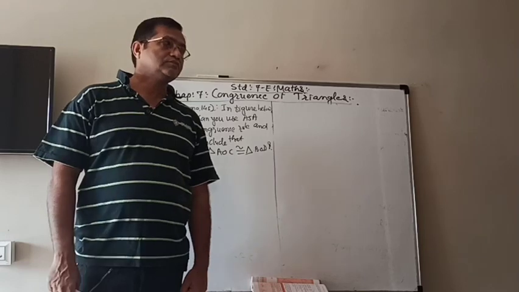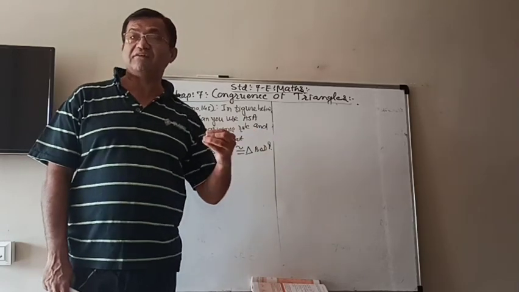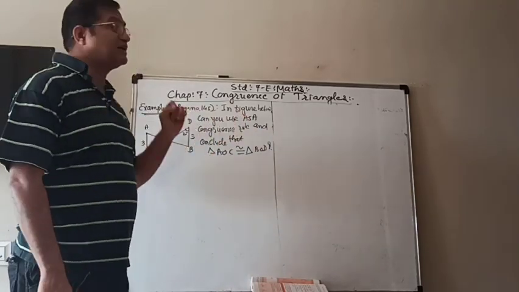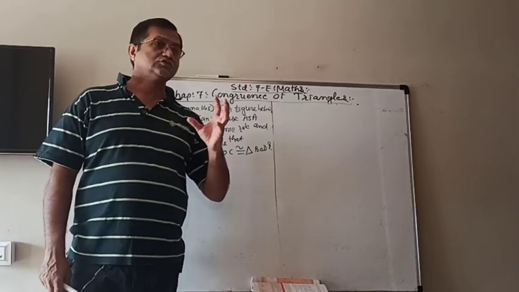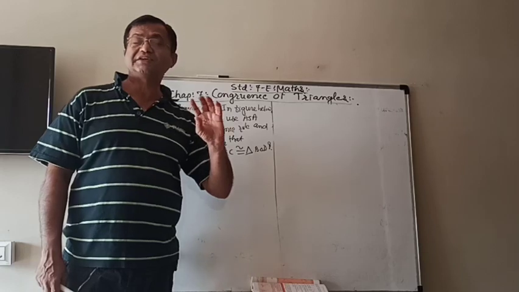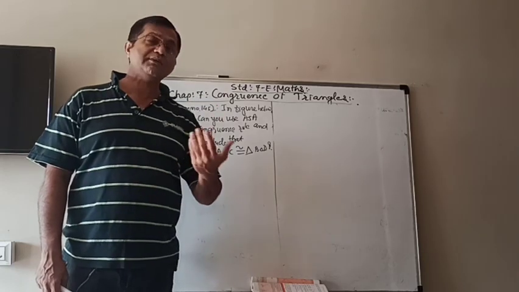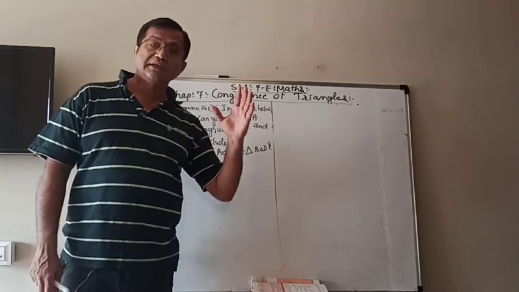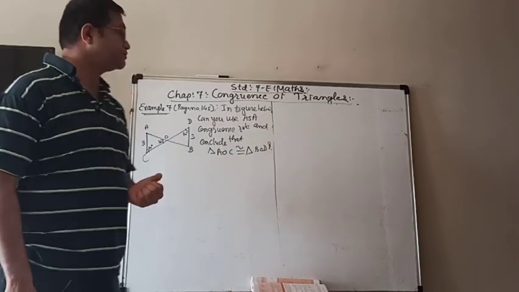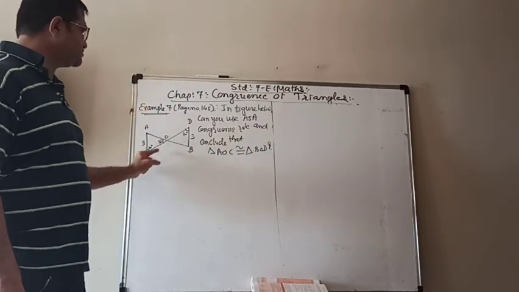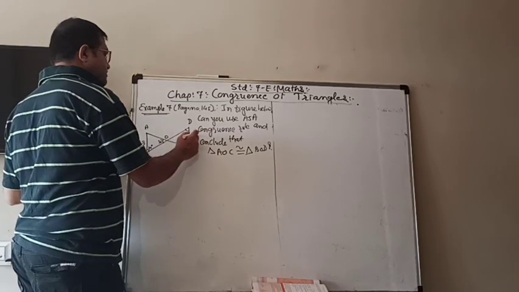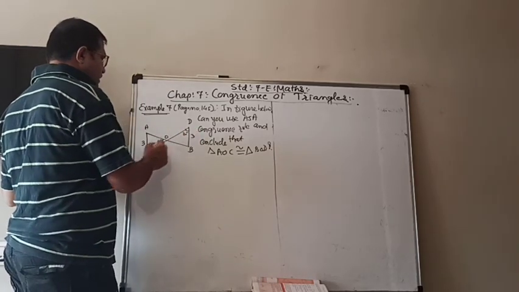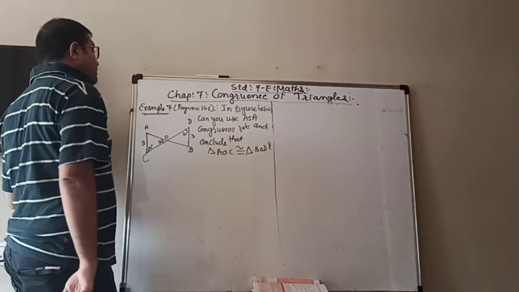Now there is Example 7 in the chapter on page number 145, and I saw that it is a little different, so maybe you will get confused, so I will explain it to you. Here the figure is given in which two triangles are given, triangle AOC and triangle BOD.